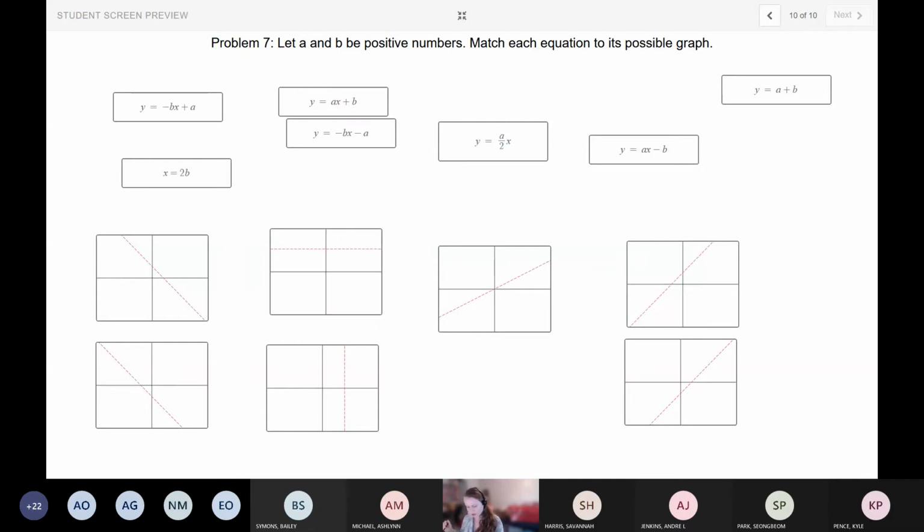So kind of my first column, just the graphs, not the equations, are my negative slopes, and then I have my weird ones, and then I have my positive slopes kind of grouped at the right. So let me start with these weird ones, the second column in.